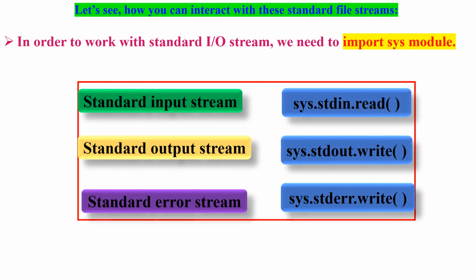Let's see how you can interact with these standard file streams. In order to work with standard I/O streams, input-output streams, we need to import the sys module. For the standard input stream, we use the sys.stdin.read function, or you can use the readline function also. For the standard output stream, we use the sys.stdout.write function, and for the standard error stream, we use the sys.stderr.write function.